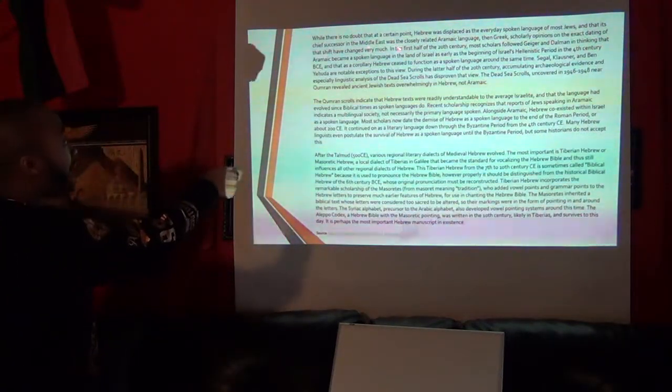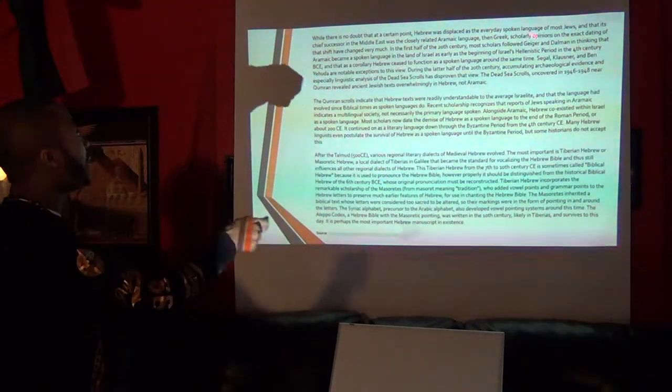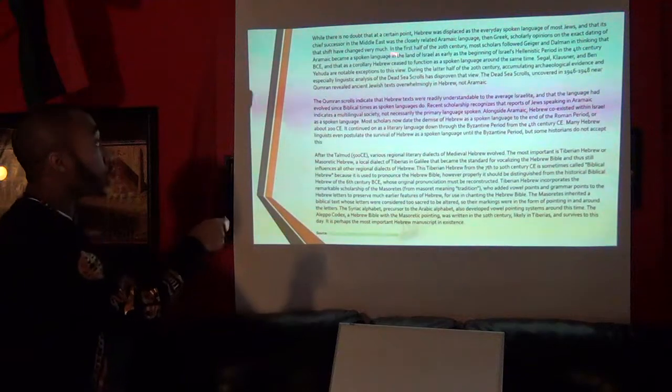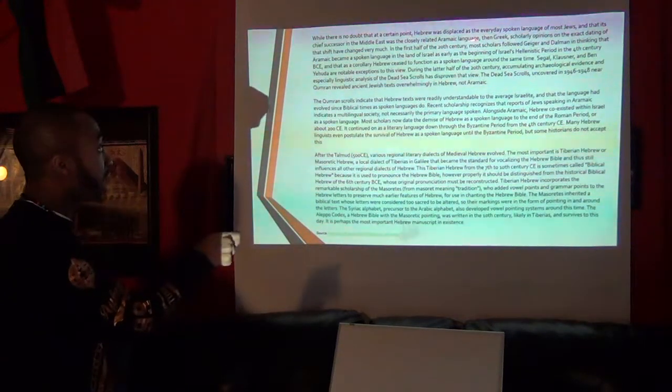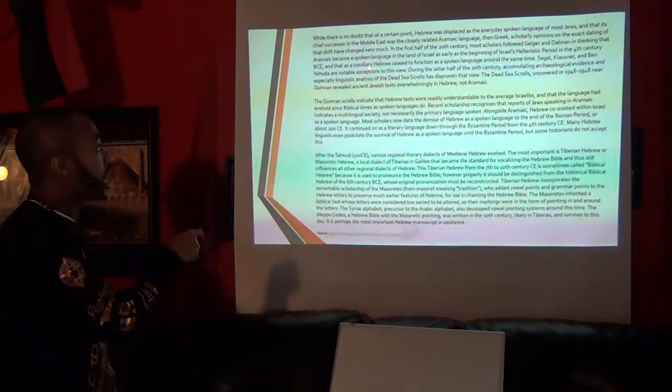While there is no doubt that at a certain point Hebrew was displaced as an everyday spoken language by most Jews, and that its chief successors in the Middle East were the closely related Aramaic language and Greek, scholarly opinions on the exact dating of that shift have changed very much.